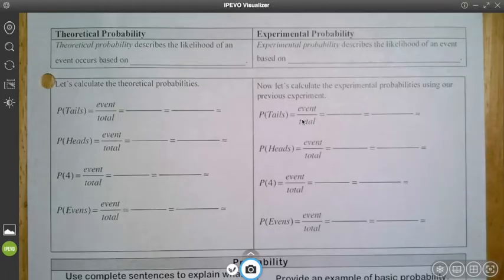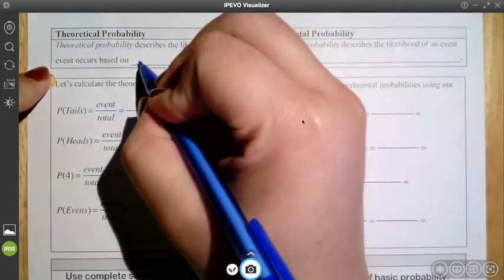All right, looking at the next page. Hopefully you've finished filling out that experiment that we did together. So we want to define theoretical probability and experimental probability. Theoretical probability describes the likelihood of an event or a probability based on logic.